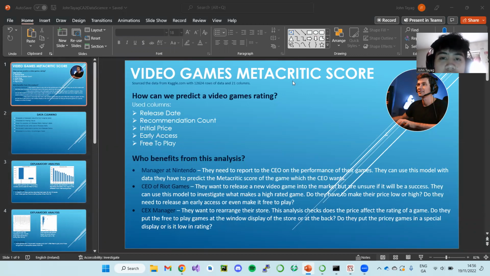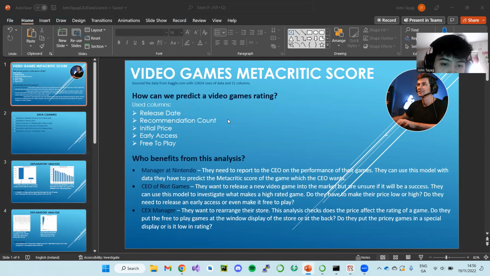My model is predicting the Metacritic score of video games. I sourced it from Kaggle.com with 12,000 rows and over 20 columns. The columns I've used are release date, recommendation count, initial price, whether it is early access, and whether it has free to play. Who benefits from this analysis?